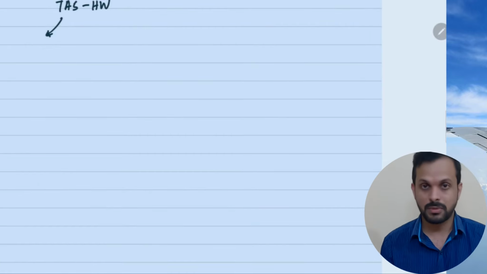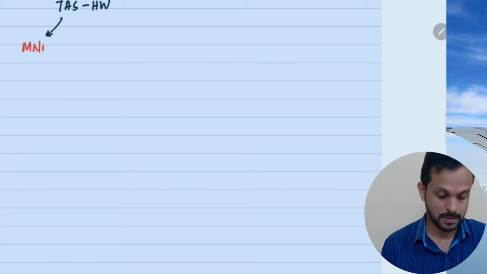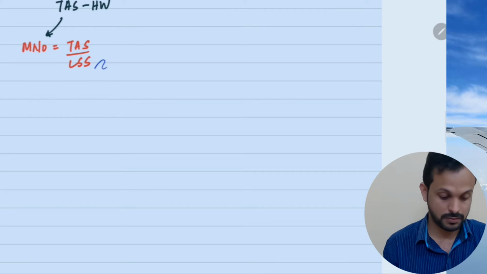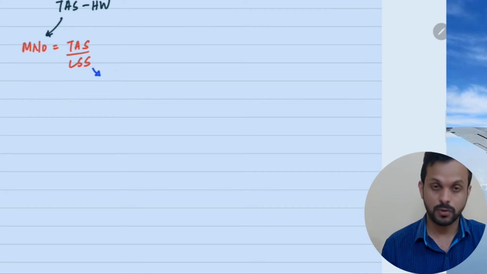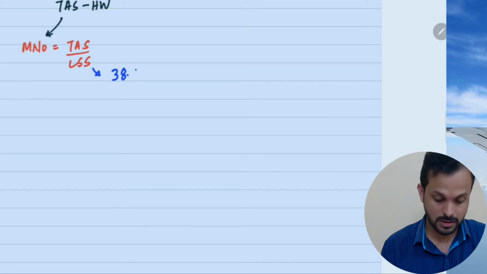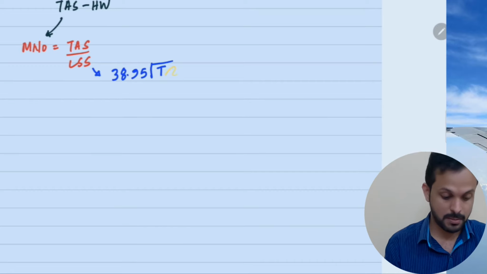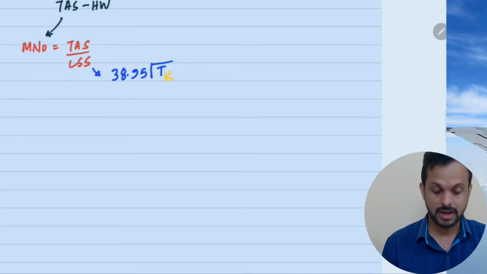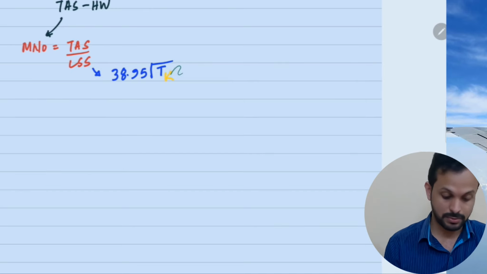At any point of time, if you feel like I'm going a bit too fast, it's a video, just take a pause, go back and see it again, and then continue from where you stopped. So Mach number is the ratio of true airspeed to local speed of sound. And we know the equation for local speed of sound, right? That is 38.905 root of temperature. And remember, temperature is in Kelvin. It's more like the absolute temperature.